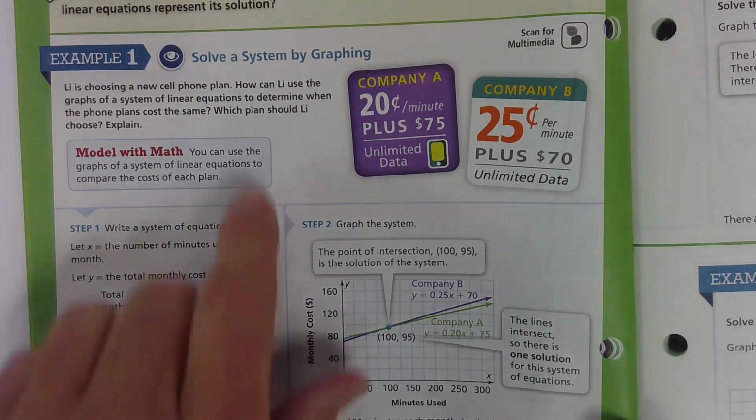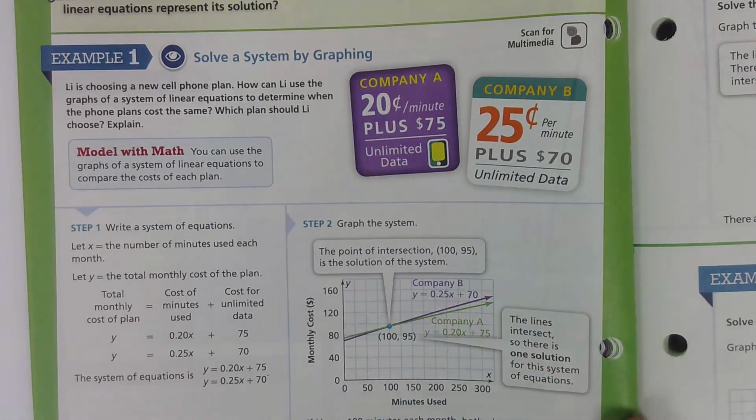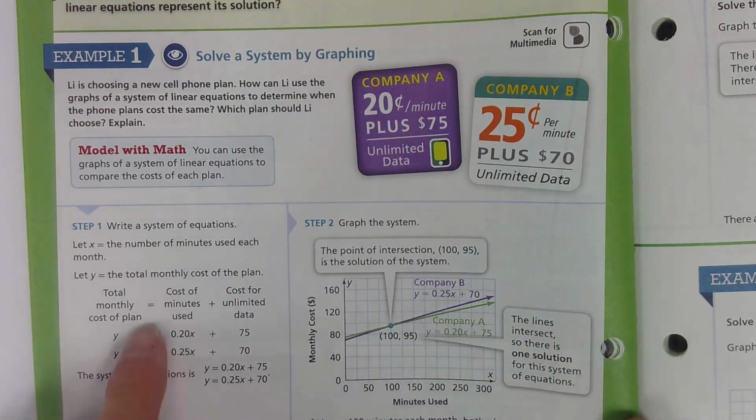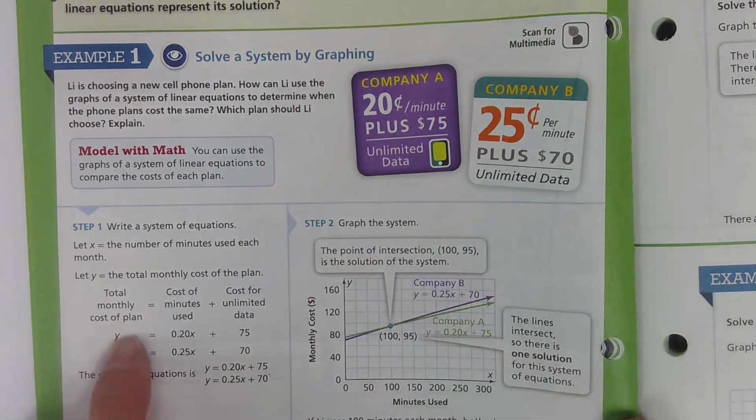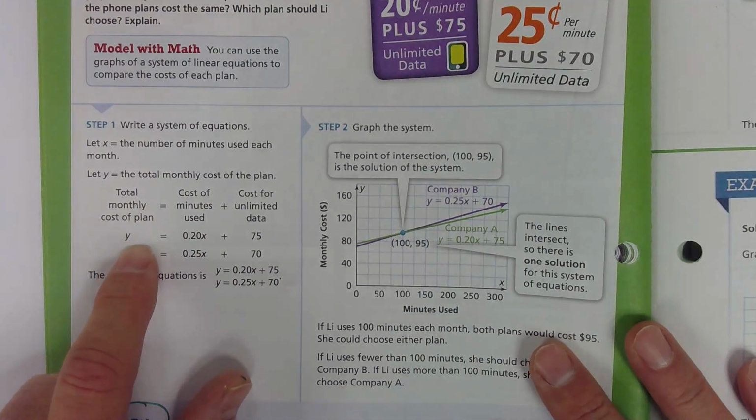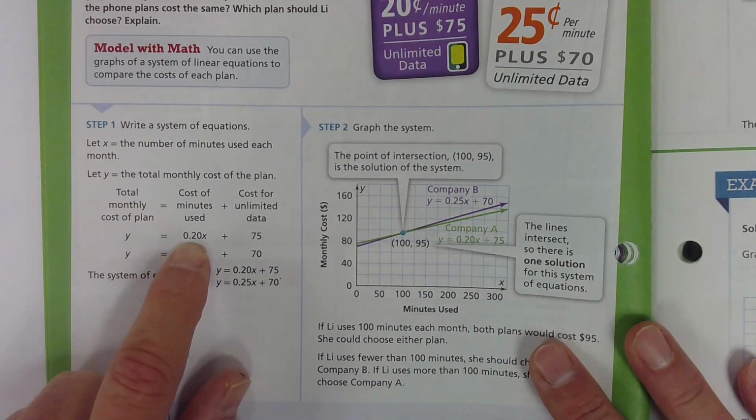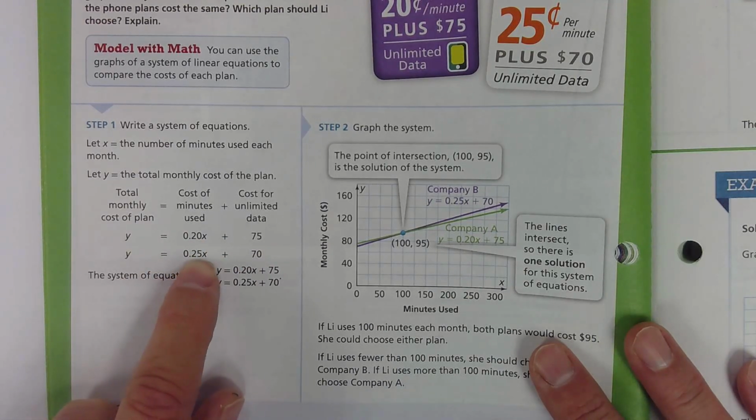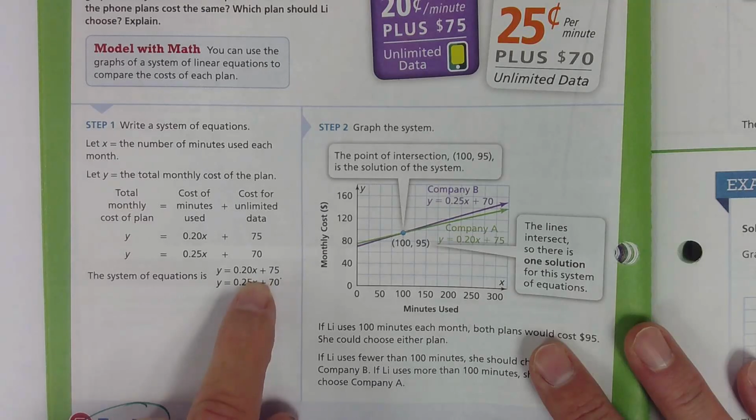It says solve a system by graphing. So we've got company A here and company B, and the information they give us comes up with two equations in step 1. Y equals 0.2x plus 75, and the other one is y equals 0.25x plus 70. So here are the two equations right here.